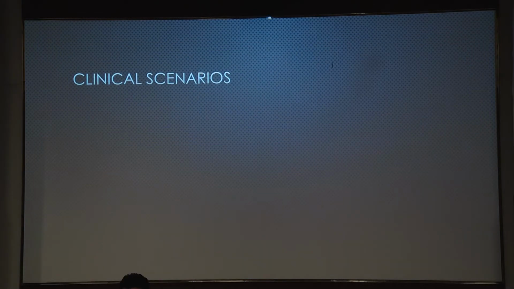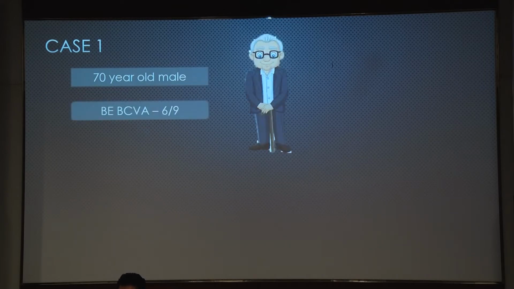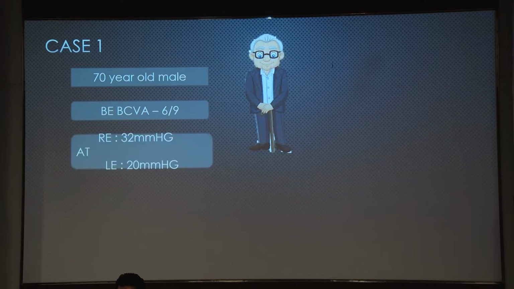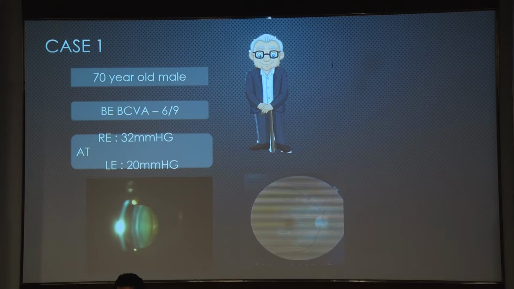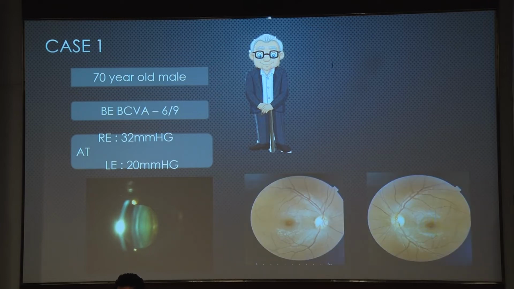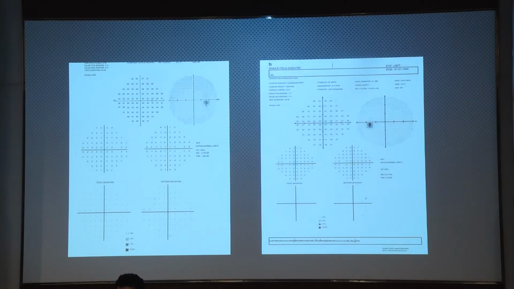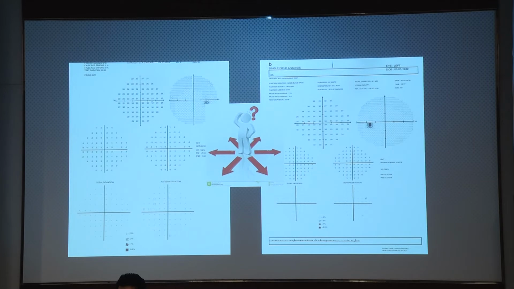Coming to clinical scenarios where we see how OCT has helped us in the diagnosis, progression, and treatment of glaucoma. A 70-year-old male came to us in the glaucoma department with a best corrected vision of 6/9 in both the eyes. His pressures in the right eye were 32 millimeters of mercury, and the left eye 20 millimeters. The anterior segment of both the eyes showed a nuclear sclerosis grade 1. Both the fundi appeared relatively normal with a cup disc ratio of 0.6. The HFA of both the eyes was within the normal limits. So what should we do now? Only the pressures are raised with no significant changes in the disc or the HFA.